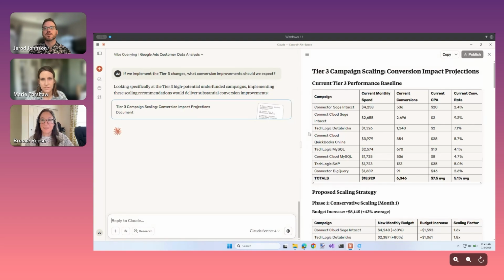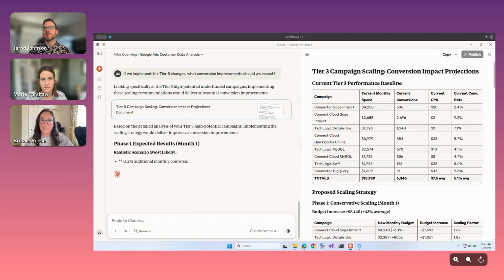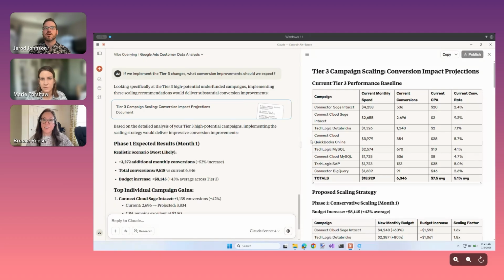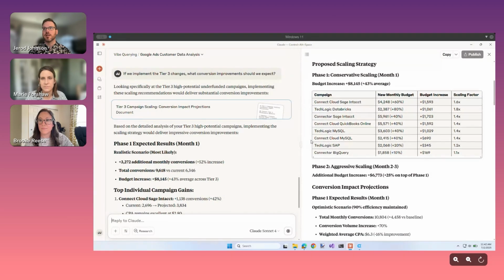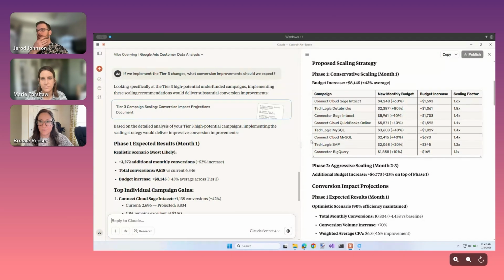Yep. So it's building us some tables. So this is the performance baseline, and then phase 1, conservative scaling. Anything standing out there to you?